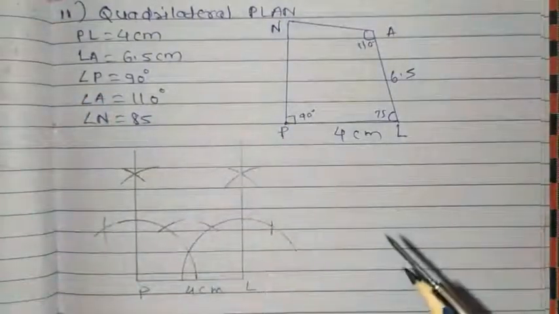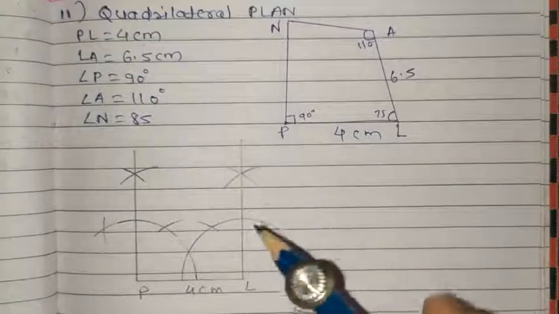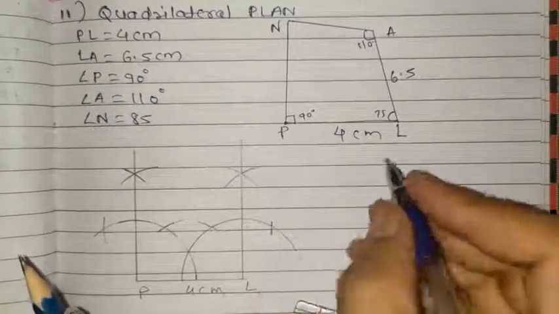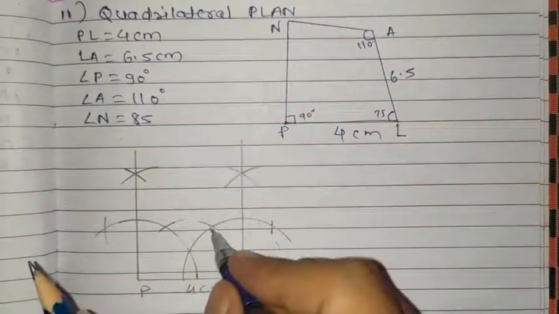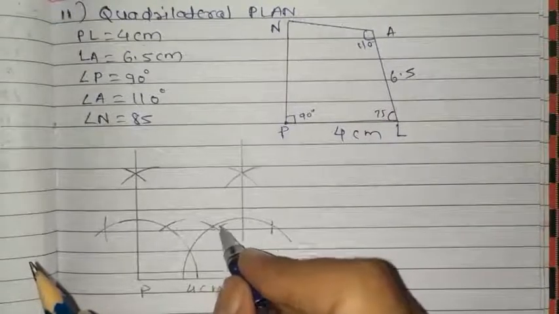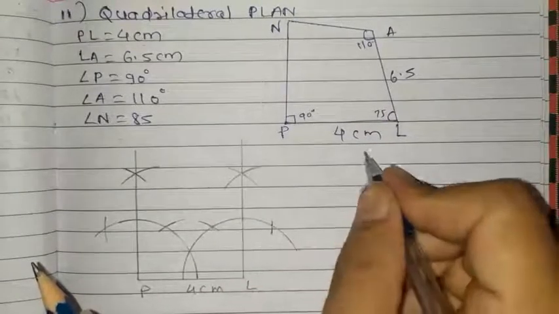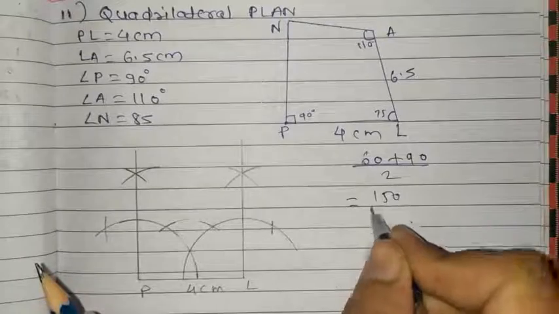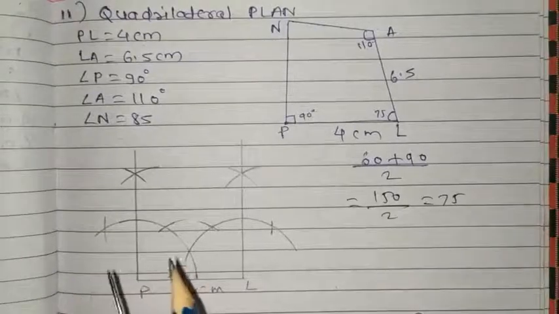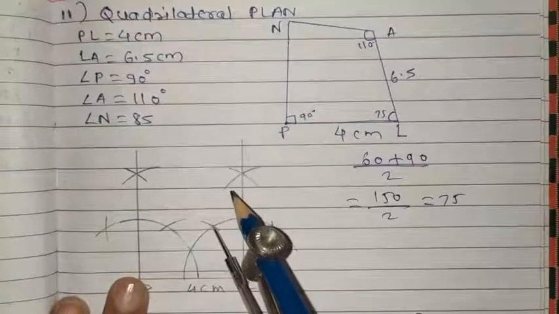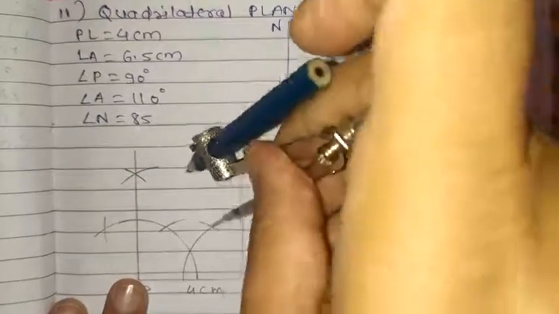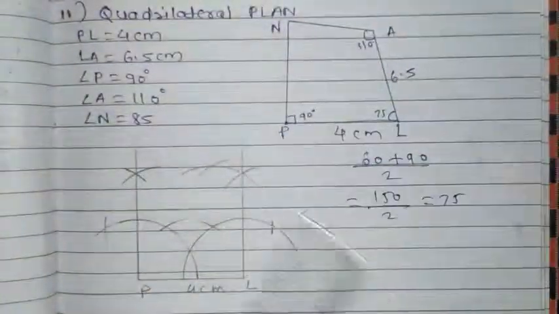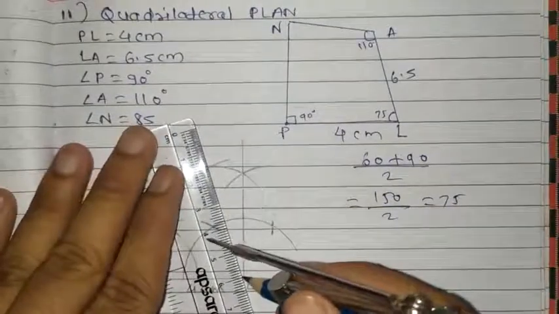We got 90-degree here, and we want 75 here. So that is present in between which angles? Between 60 and 90. So you do 60 plus 90 divided by 2. This is 150 divided by 2, it is 75. So take the position of the compass pointer here, make the arc. Next, keep the point here, make the arc. So that is what? 75. Draw the line from L.